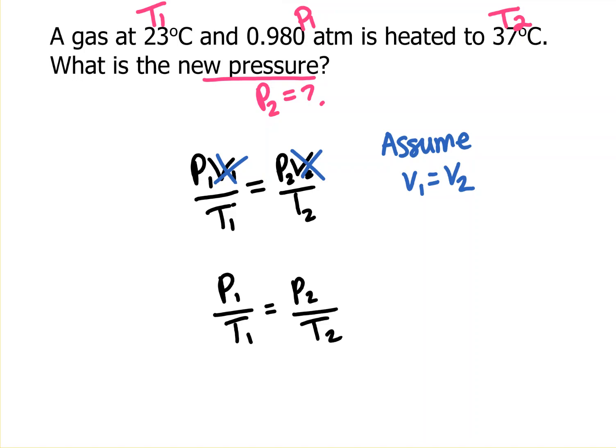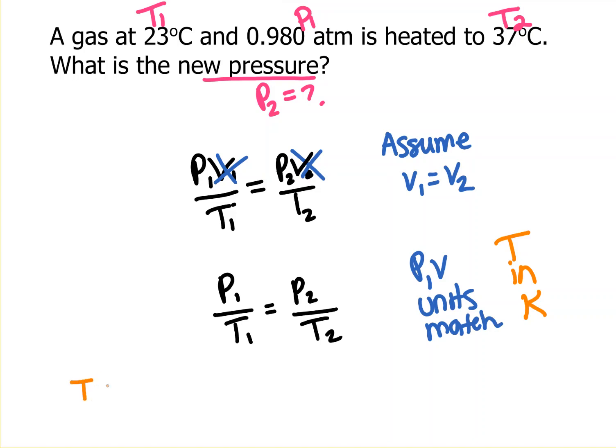So now I can plug in my numbers. Oops, and then I see something I need to do before I plug them in. Remember that on the combined gas law, pressure and volume need to match. In other words, I have atmospheres for both, but temperature must be in Kelvin. So before I plug in, I need to convert my temperatures to Kelvin. And so let's do that.